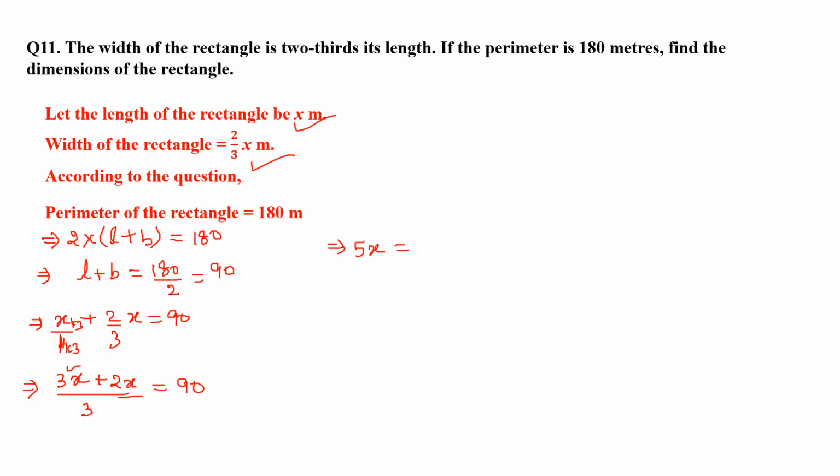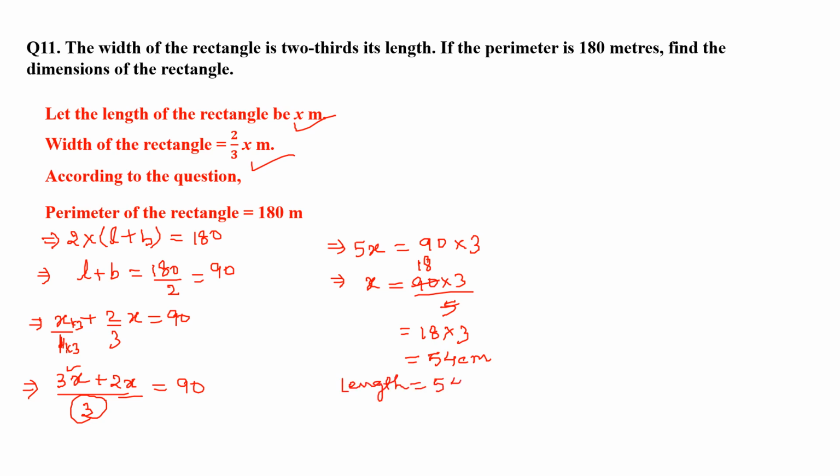And then I am transposing this 3 to the RHS. So division will change to multiplication. So from here I can get the value of x as 90 into 3 by 5. And 5 table when 90 comes, 5 times 18. So 18 into 3 will give me 54 centimeter. So from here you can see your length is 54 centimeter.